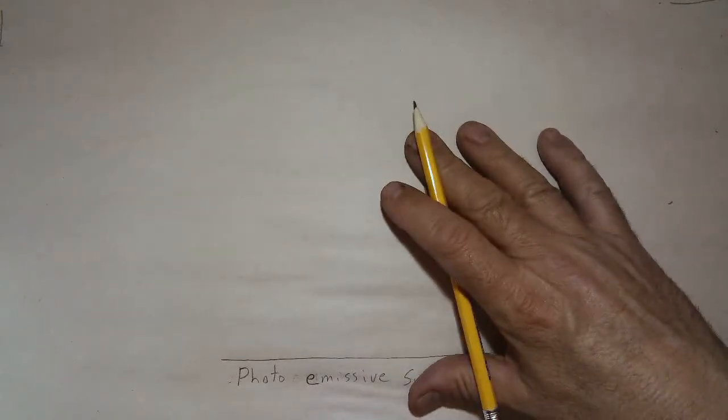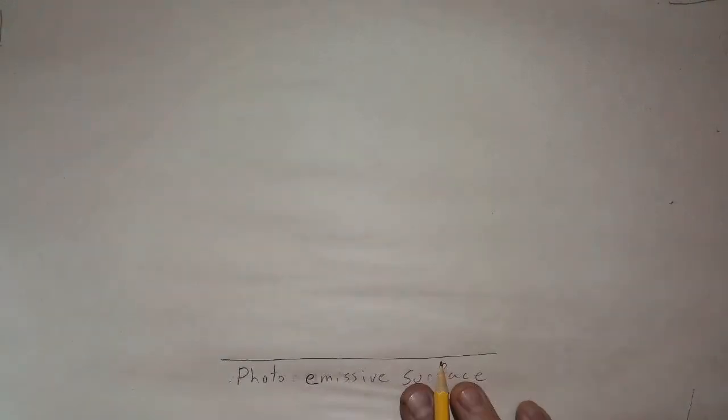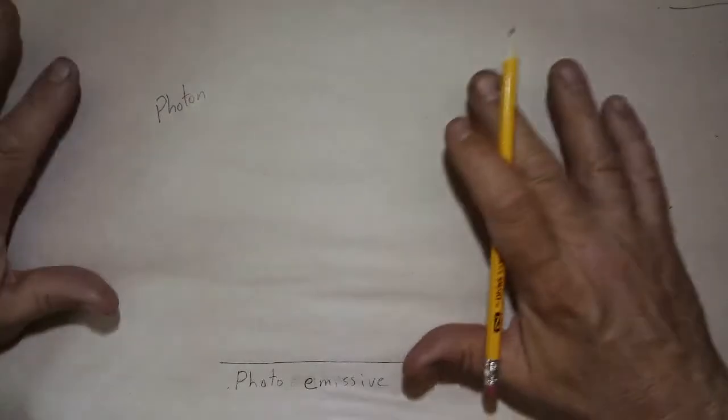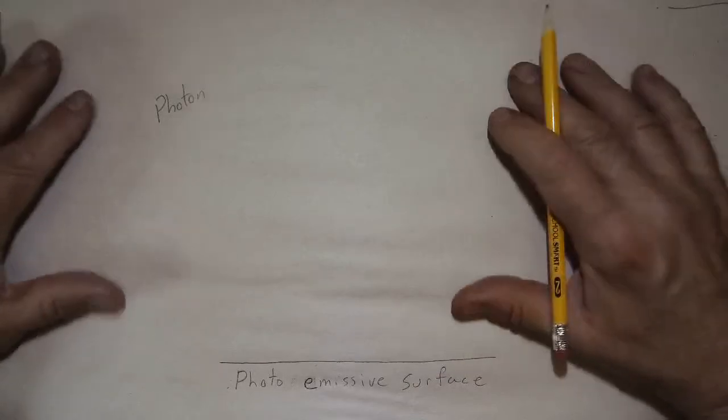So in this video I'm going to work out the mathematics of the photoelectric effect. We start with a photoemissive surface and an incoming photon. That photon has a certain amount of energy. We're going to do everything here with electron volts because it makes so much sense.